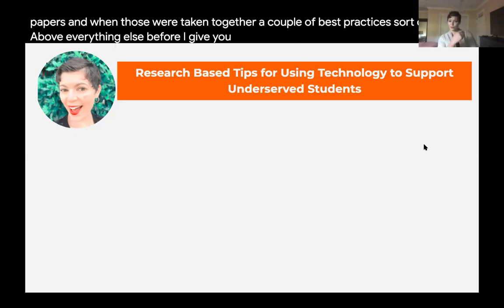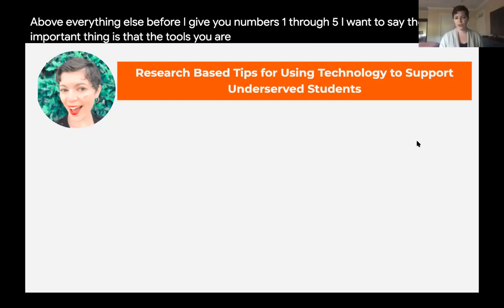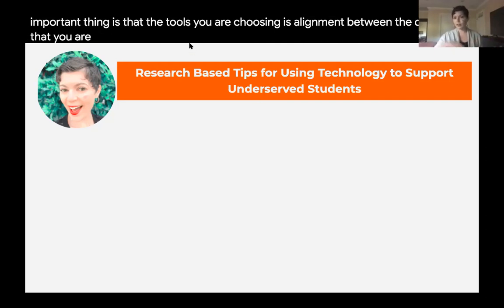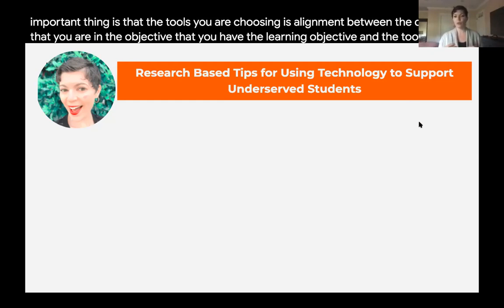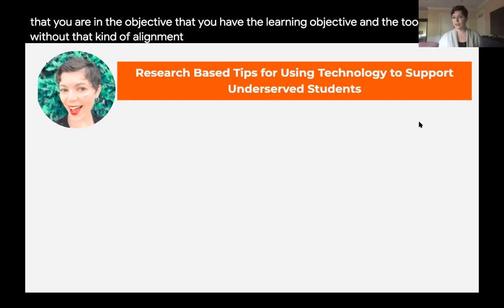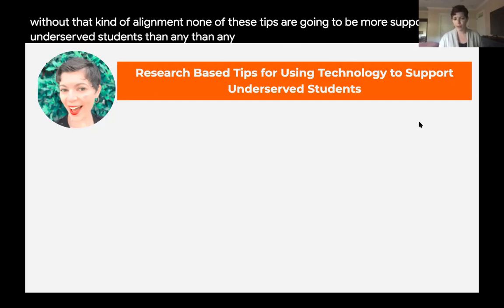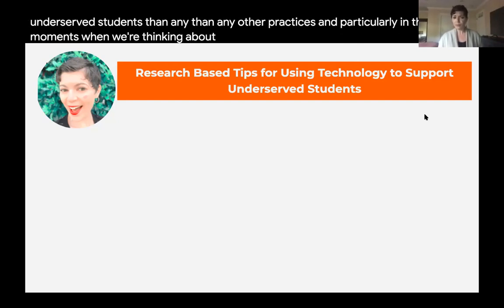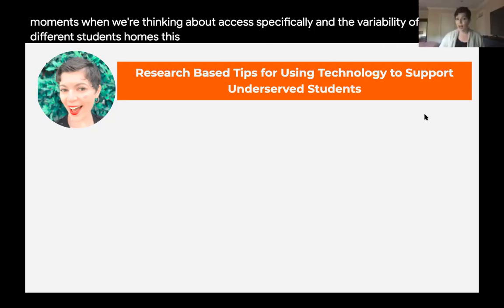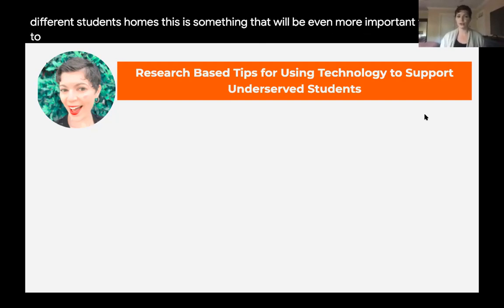Before I give you numbers 1 through 5, I want to say the most important thing is that the tools you are choosing have strong alignment between the context that you are in, the objective that you have, the learning objective, and the tool itself. And without that kind of alignment, none of these tips are going to be more supportive for underserved students than any other practices. And particularly in these moments when we're thinking about access specifically and the variability of access in different students' homes, this is something that will be even more important than ever to consider.